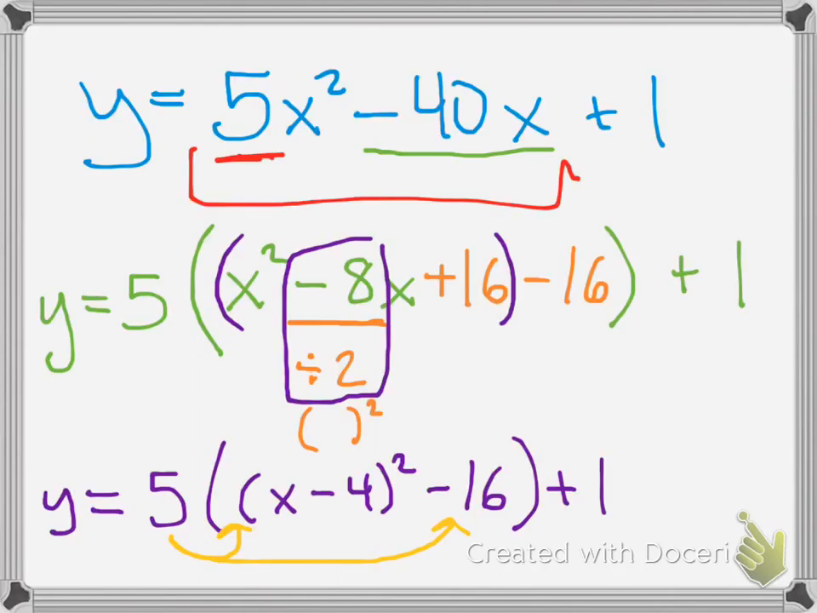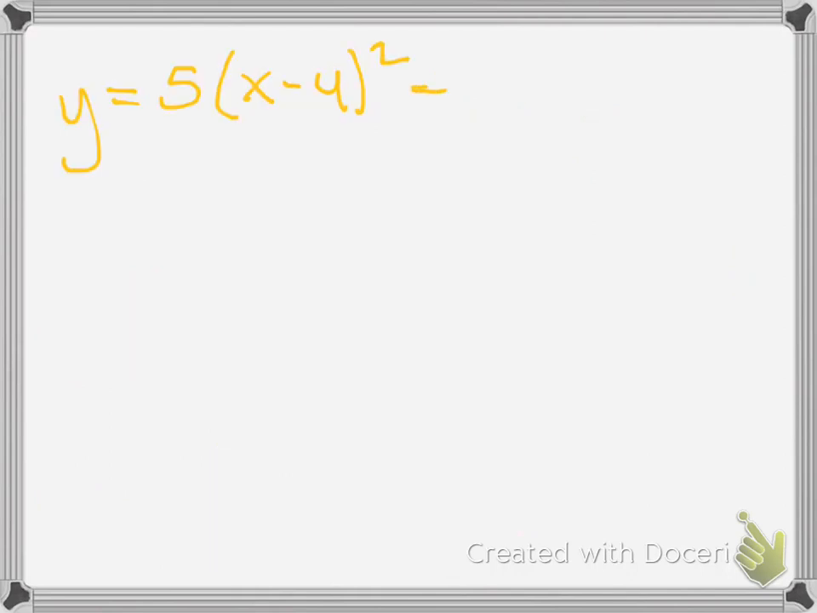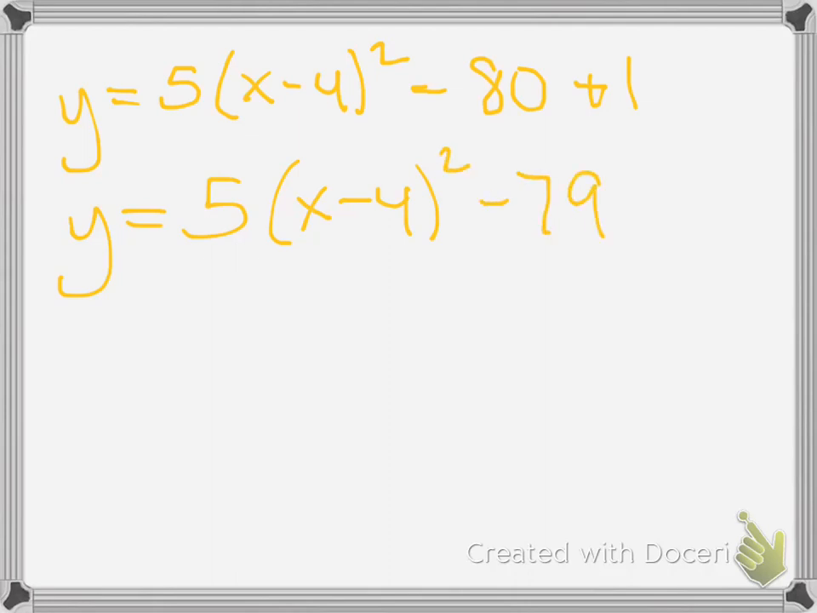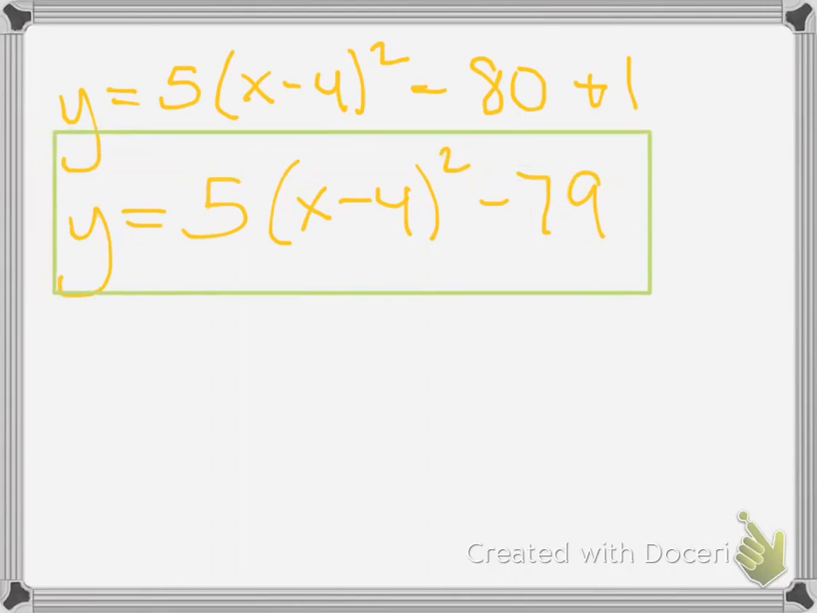So I'm going to end up with y is equal to 5, and then I have my parentheses, x minus 4 quantity squared. And so that's the first arrow that I drew. The second arrow, 5 times negative 16, well, that's negative 80, so I'll put minus 80. And then that plus 1 is still coming along for the ride. And then one final step, just to simplify the negative 80 plus 1. And so we're going to get a minus 79. And that is our answer to this problem.